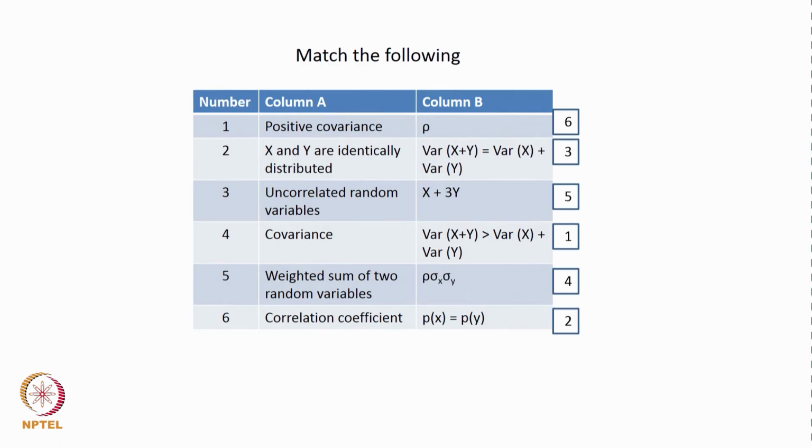Item 4, covariance. Covariance is correlation coefficient into sigma x into sigma y. The definition of correlation is covariance by sigma x sigma y. Therefore, covariance is correlation, which is rho, into sigma x sigma y. A weighted sum of two random variables is something like x plus 3y. X is a random variable, y is another random variable. 6, the correlation coefficient is given by the symbol rho.